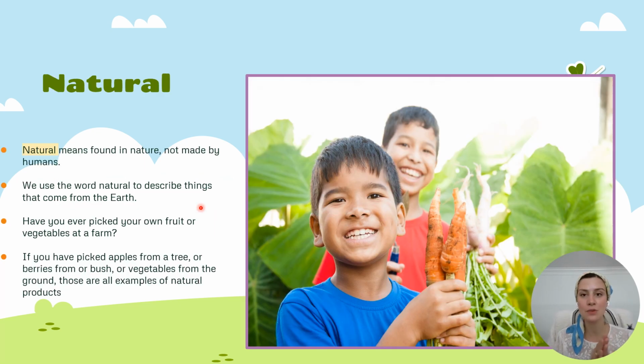Okay, next we have the word natural. Natural means found in nature, not made by humans. So we use the word natural to describe things that come from the earth. Have you ever picked your own fruit or vegetables at a farm? Okay, so if you've picked apples from a tree, berries from a bush, or vegetables from the ground, these are examples of natural products.